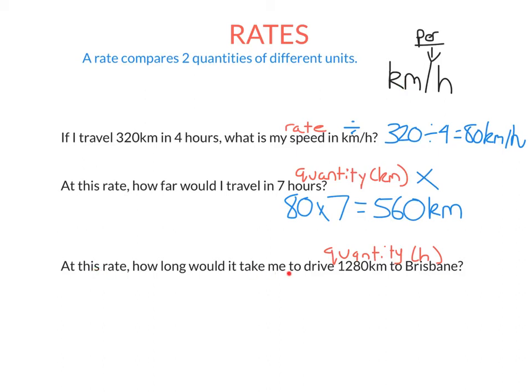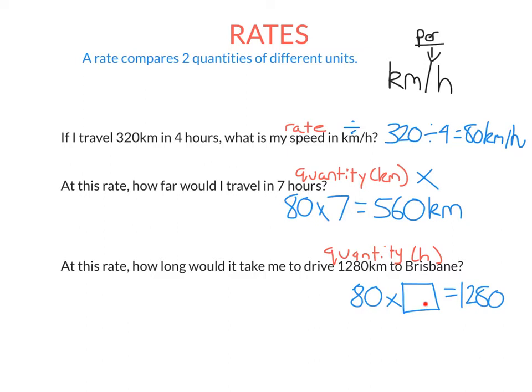All right, at this rate, how long would it take me to drive 1280 kilometers to Brisbane? Of course, the Brisbane doesn't have any bearing on the question. It won't change the maths. So here we're finding a quantity, but we're finding the second quantity in the rate. And that's where we are going to divide. What we're going to do is we're going to divide 1280 by the rate 80. Because we're saying we can go 80 kilometers every hour. So how many hours will I need to get to 1280? That's what we're figuring out.